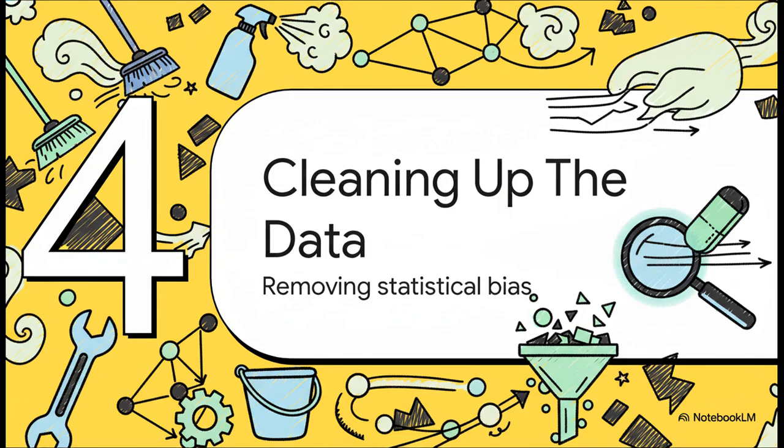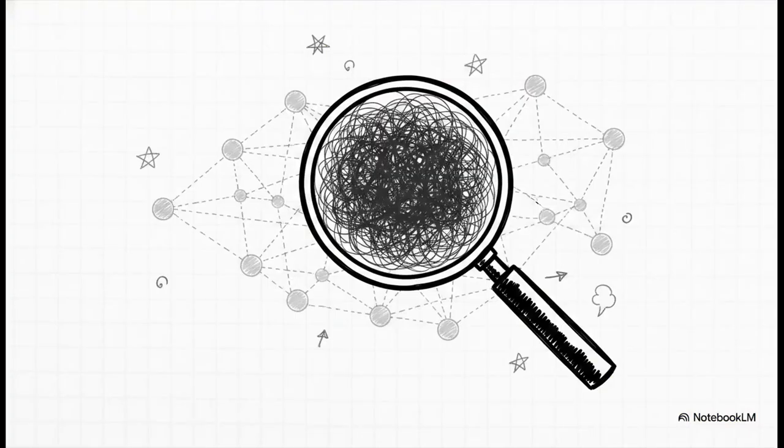Speaking of scrubbing the results, let's look at Section 4, cleaning up the data. You're probably wondering, wait, why do we even need that third step? What are we debiasing? Well, there is a major catch when you use standard machine learning for this kind of forensic network science.